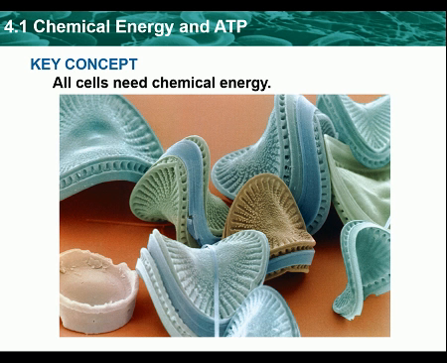Chapter 4, Section 1, Chemical Energy and ATP. Key concept: all cells need chemical energy. Main ideas: the chemical energy used for most cell processes is carried by ATP. Organisms break down carbon-based molecules to produce ATP. And a few types of organisms do not need sunlight and photosynthesis as a source of energy.